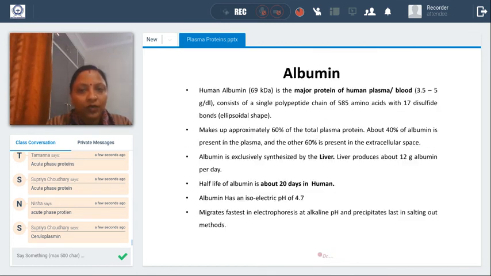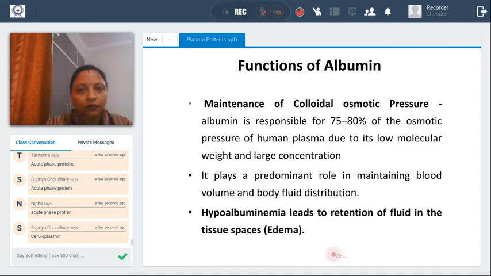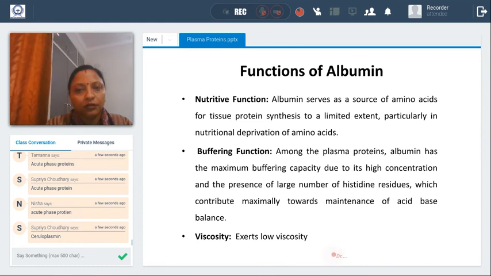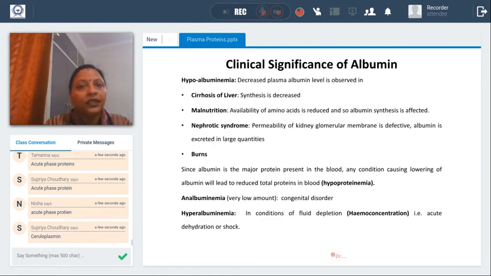Albumin, you all know about albumin. This is a major protein of human plasma, with isoelectric pH 4.7. Functions of albumin, you all know: maintenance of colloidal osmotic pressure, nutritive function, buffering function, viscosity, and transportation of various compounds. Clinical significance of albumin, you have to remember this: hypoalbuminemia is present in cirrhosis of liver, malnutrition, nephrotic syndromes, and burns, and hyperalbuminemia is present in hemoconcentration, acute dehydration and shock.